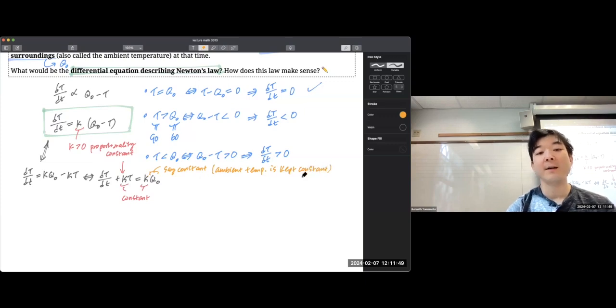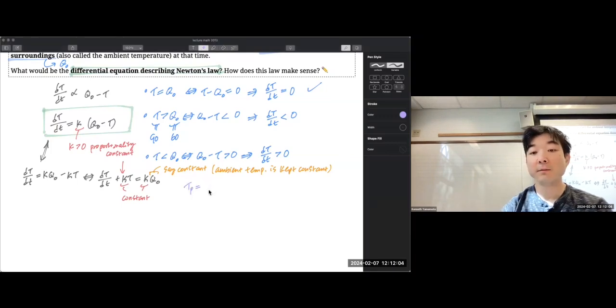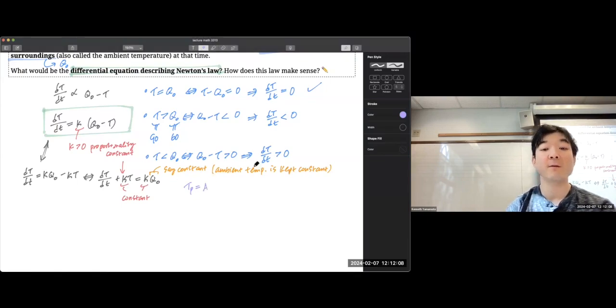If you had that, then you have a right-hand side that's constant because K is a constant and Q naught is a constant. So you can build the particular solution, which is capital T sub P is equal to just a constant A, right? Remember, that's the form for when you have a constant forcing function. So you plug this into the differential equation.